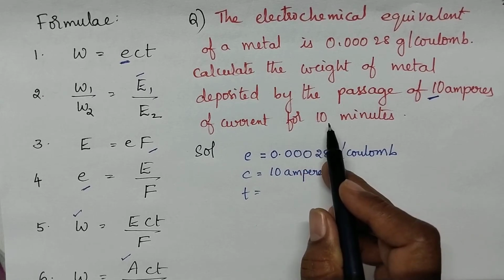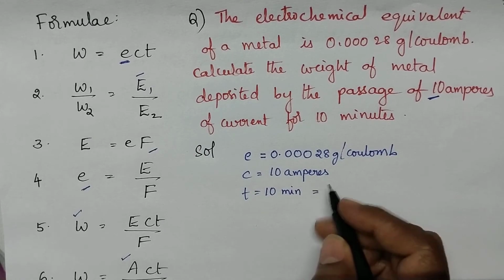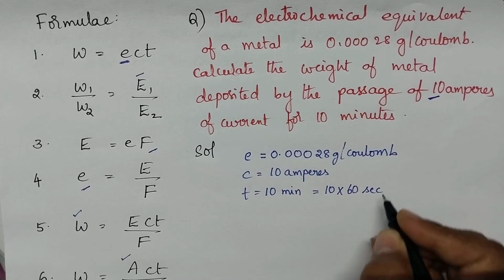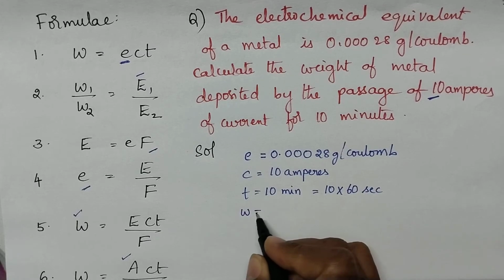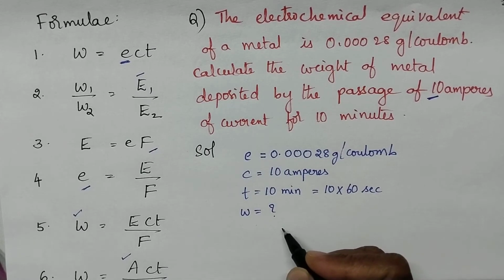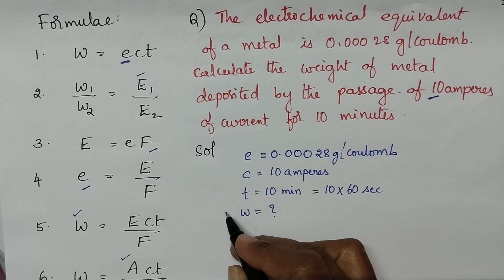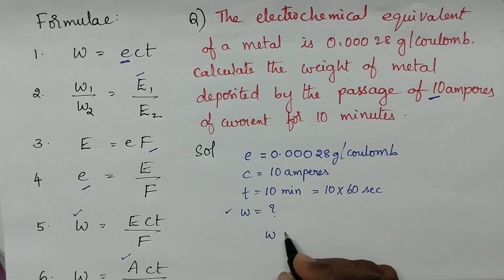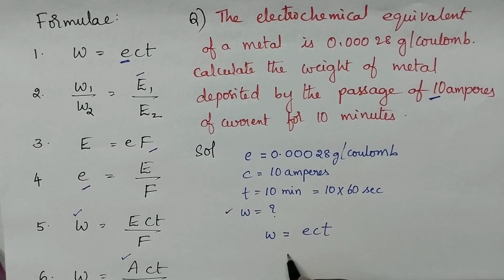What is the value of time? That is 10 minutes, and always time should be expressed in seconds. So 10 into 60 seconds. And we are supposed to calculate the weight of the metal deposited. So we are supposed to calculate W. So by using all these values, we can calculate the weight of the substance deposited by using the formula W is equal to ECT.